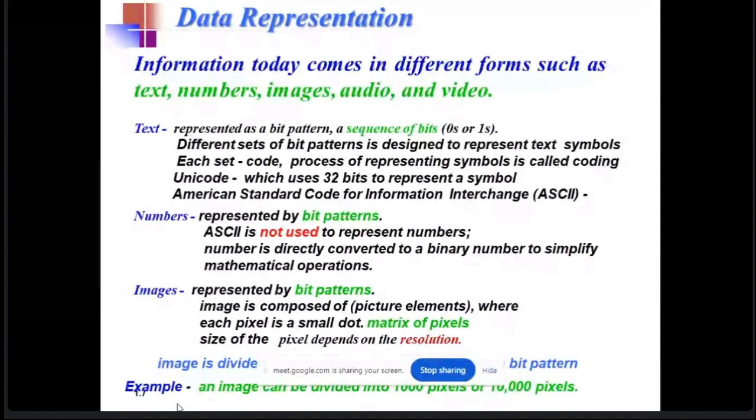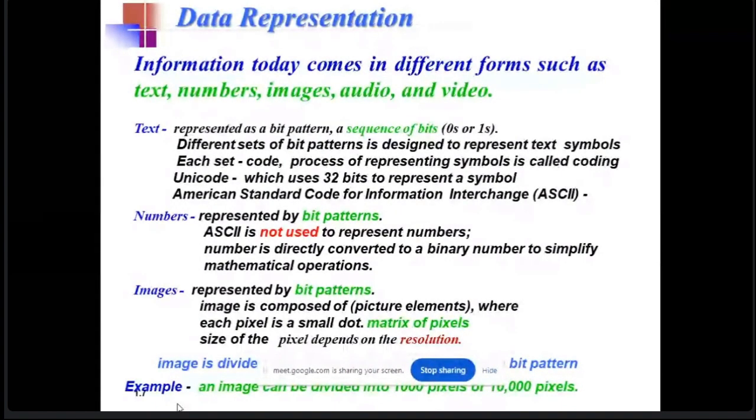Here, different sets of bit patterns are designed to represent a text symbol. Each set is nothing but a code, and the process of representing symbols is called coding. Here we use Unicode, which uses 32 bits to represent a symbol. Also, we have ASCII, which is called American Standard Code for Information Interchange. ASCII was developed some decades ago in the US, and it now constitutes the first 127 characters in Unicode, also referred to as the basic letters.